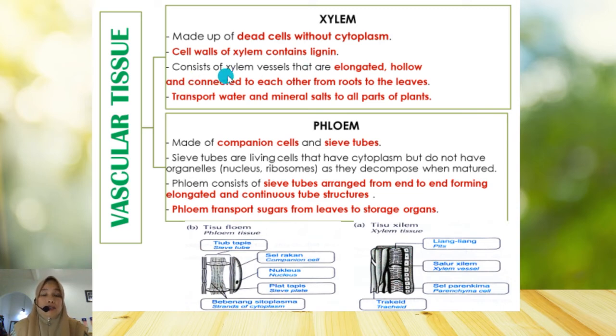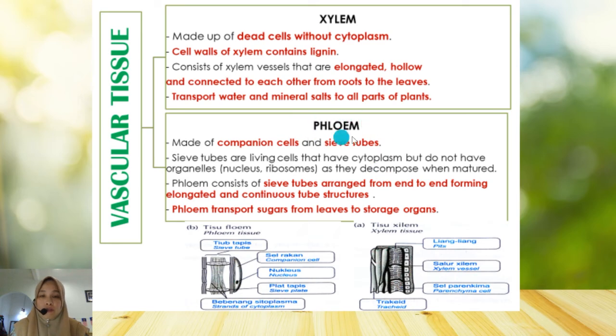Xylem consists of xylem vessels that are elongated, meaning very long. They start from the root to the shoot of the plant. They are elongated, hollow, and connected to each other from root to leaf. That is the xylem vessel. What is the function of the xylem? It transports water and mineral salts to all parts of the plant.